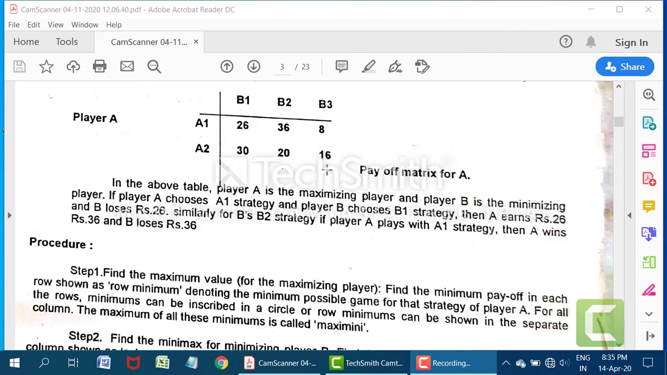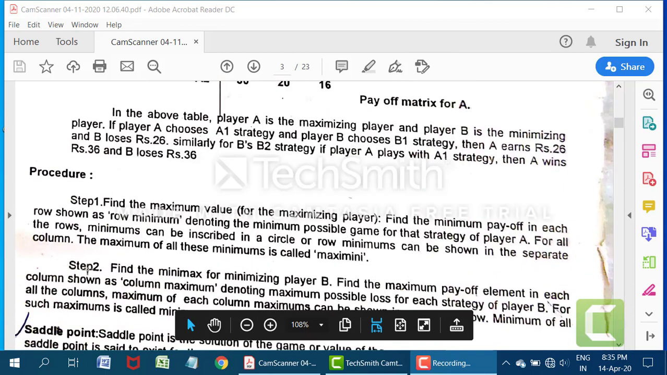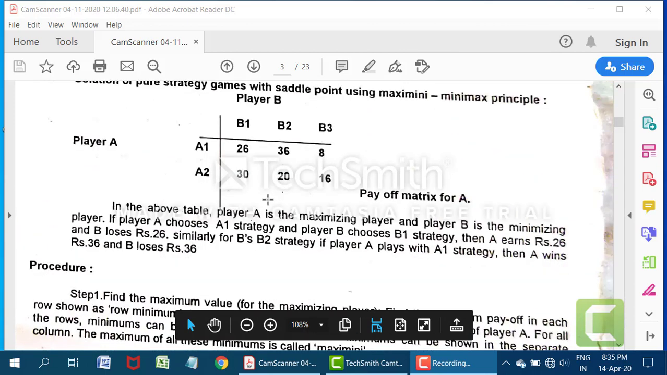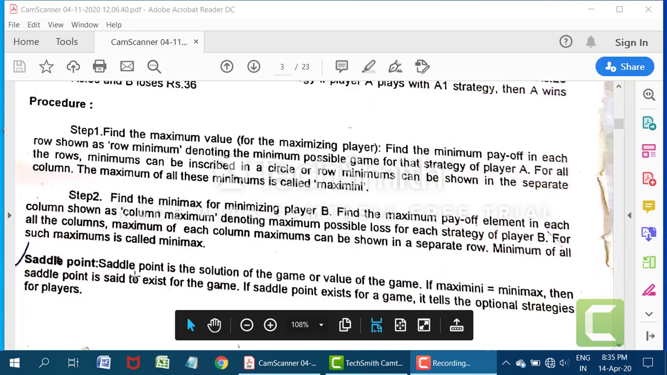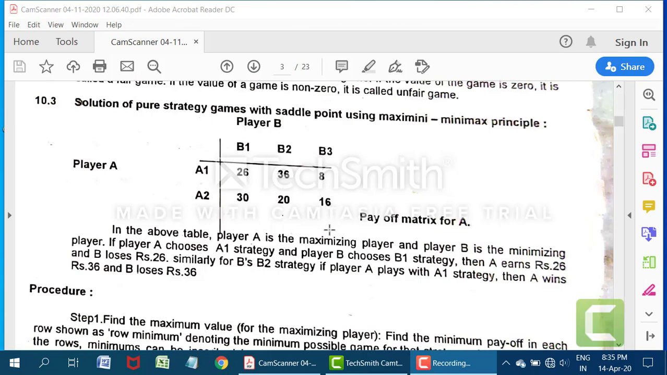This can also be found out with the same algorithm, a step by step procedure. When a simple problem of this kind is given, you need to write the steps also. Very important. Go through the steps, and the saddle point will be found. So A's best strategy is A2, B's best strategy is B3, and the value of the game is 16. That is the solution for the game.